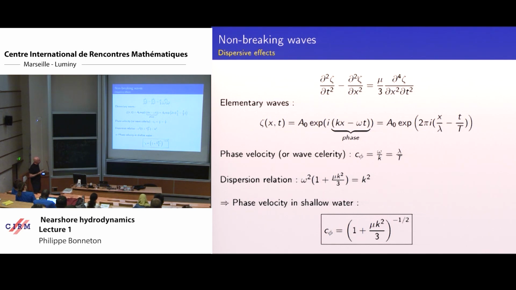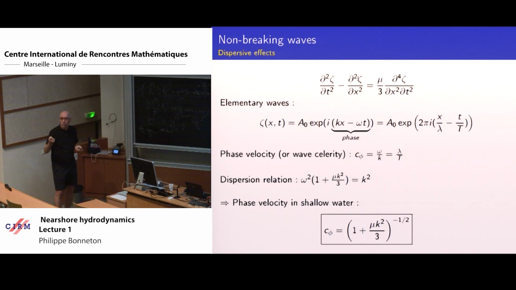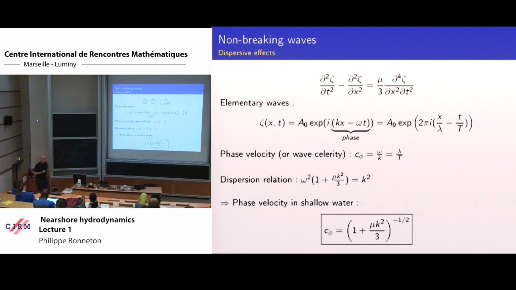You can see here that the celerity is a decreasing function of the wave number, so an increasing function of the wavelength. So remember at the introduction, waves of large wavelengths are propagating much faster than waves of smaller wavelength. It's a very important property of wind-generated waves.